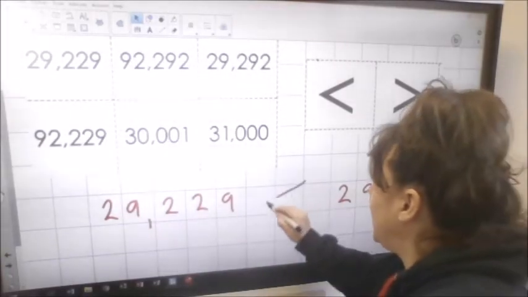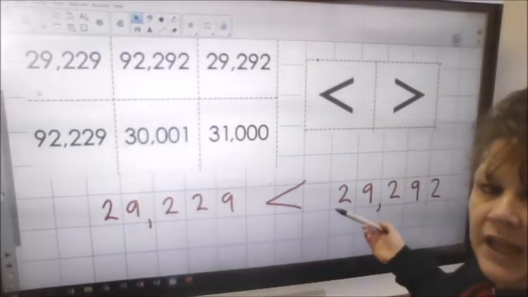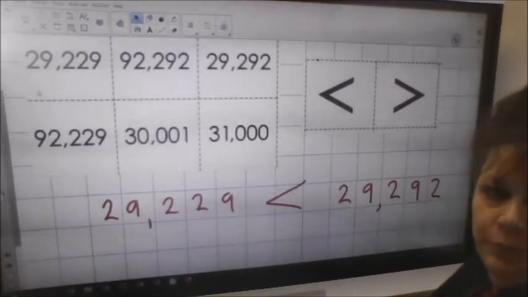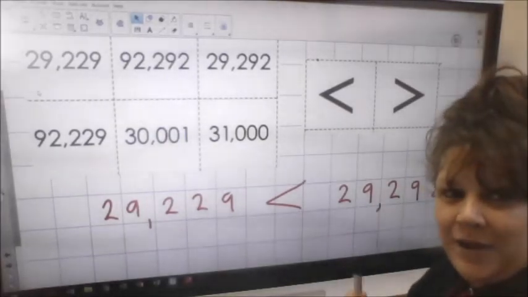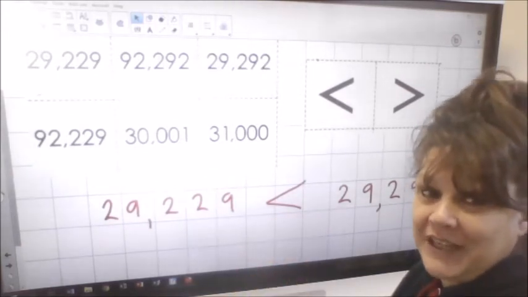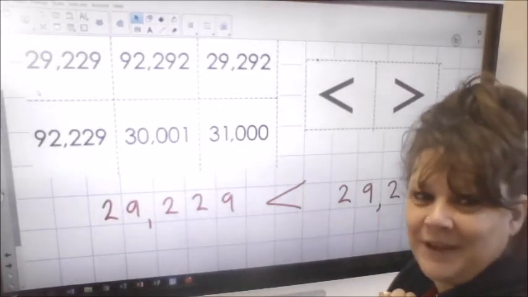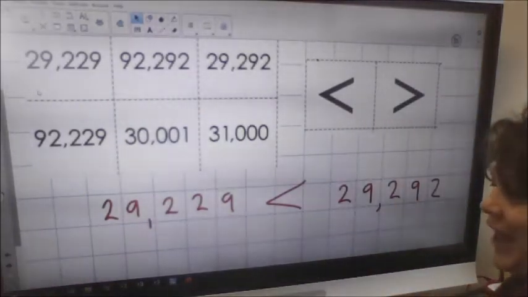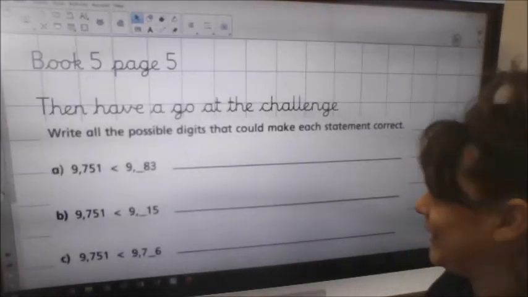Okay, so I would say my first number sentence, 29,229, is less than 29,292. Okay, so see how many different number sentences you can make. So you'll need to pause the video, you'll need to leave a line under the last piece of work that you did, your last activity, and then create me some number sentences. I'm really looking forward to seeing them. Pause the video, off you go. Okay, hopefully I'm going to see some fantastic number sentences when I look at your work later.